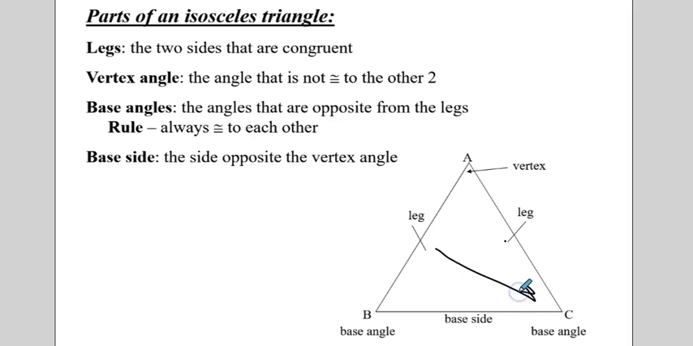So we've done this before. You know, these are opposite of each other. Rule, they're always equal to each other. So base angles are equal because they're opposite equal sides. We've talked about this before. And the base side is opposite the vertex angle.